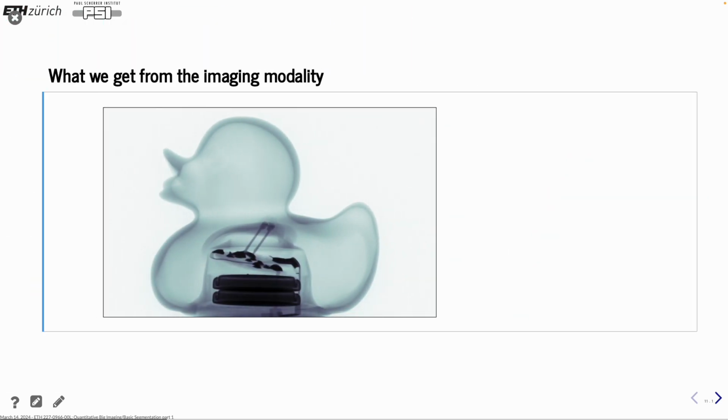So, what can we get from an imaging modality? I'm actually quite a fan of rubber ducks. So in this case, I put a duck in the X-ray beamline, and I got this image.